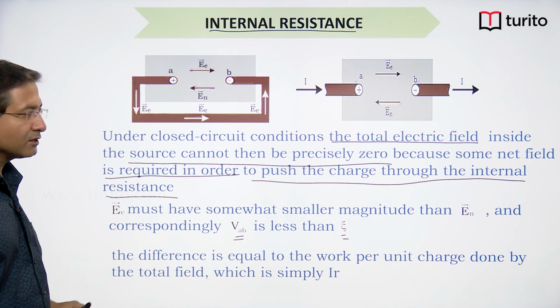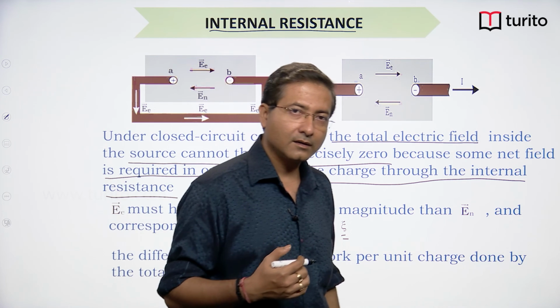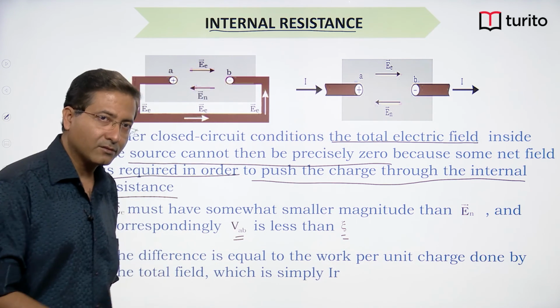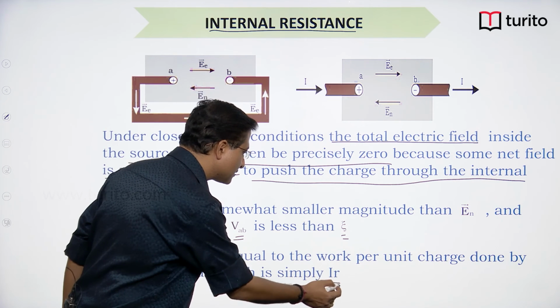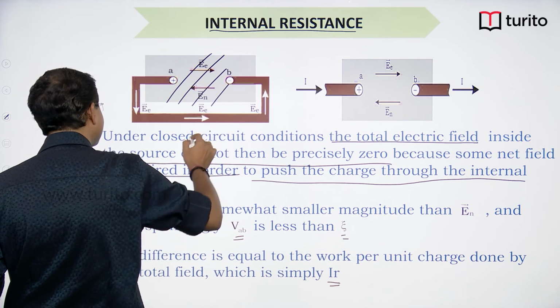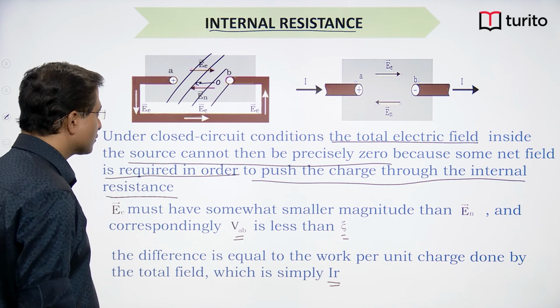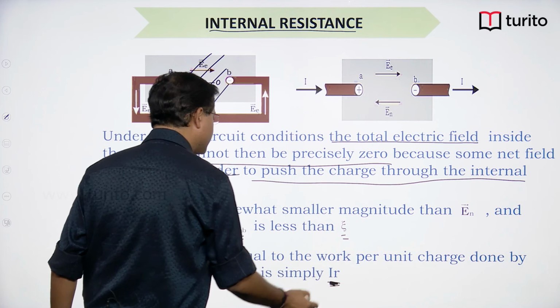So the difference is equal to the work done by non-electrostatic force minus the work done by electrostatic force, and that difference must be equal to current into resistance. So whatever resistance this medium is offering to the flow of ions, okay, the difference will come because of the internal resistance.